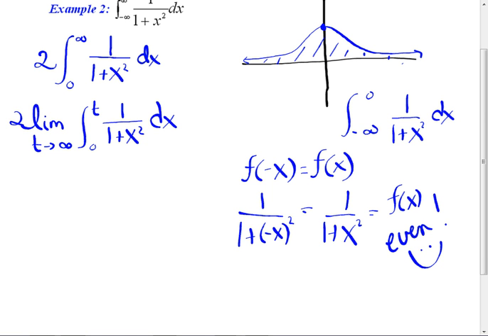No, not unless they ask. You might have to use it. Okay, let's integrate this. What is this? Matt, you remember what this is?